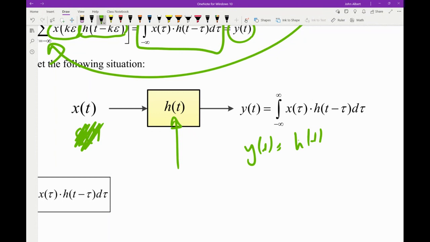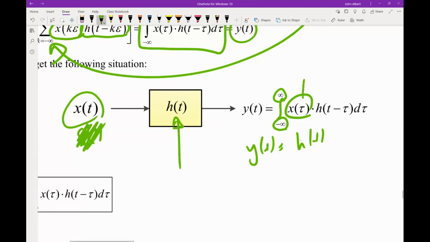Now, if I remove this impulse and put x of t in general, any function in the world, as an input to that linear time invariant system, the output y of t will be equal to the integration from minus infinity to infinity of x of tau, where tau is a dummy variable. I could have called it alpha or zeta or whatever. Tau is nothing but a dummy variable. So y of t will be equal to the integration of x of tau multiplied by h of t minus tau, d tau. You're integrating with respect to tau.